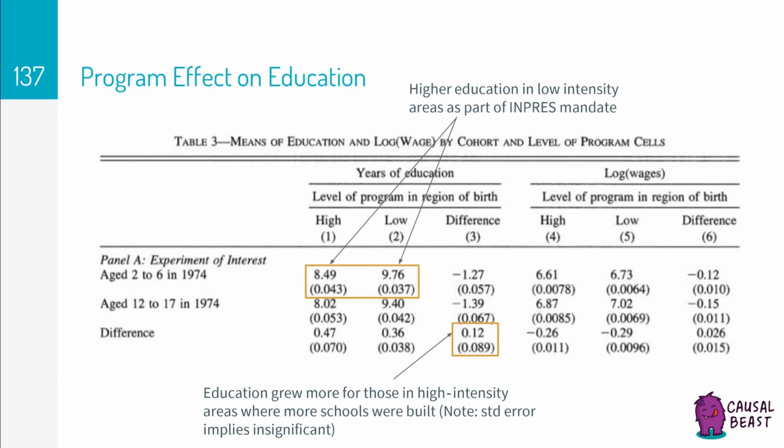This is the results table from Duflo's paper. It tells us two things about the program's effect on years of education. First, the children in areas of high program intensity had lower years of education and wages, which confirms the fact that the INFRAS program did target areas which had low educational attainment. And second, the difference in differences calculation comes out to be 0.12, which you can interpret to mean that one extra school per 1,000 children increased education by 0.12 years.